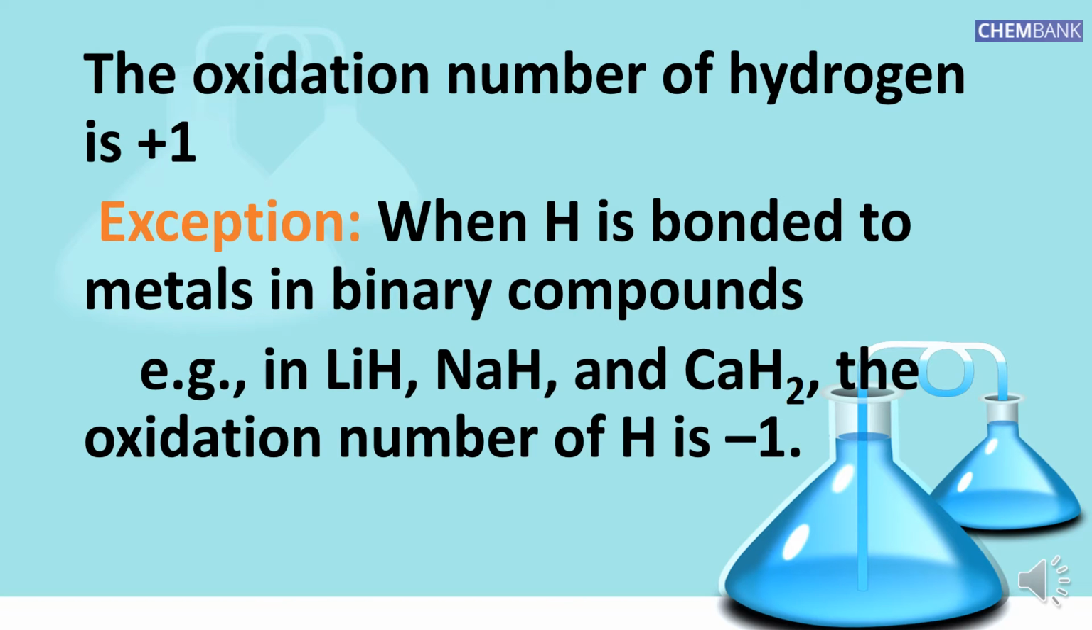The oxidation number of hydrogen is +1. Again, you must remember the exception: when hydrogen is bonded to metals in binary compounds, for example lithium hydride, sodium hydride, calcium hydride, the oxidation number of hydrogen is -1. So take the example of sodium hydride, NaH, where sodium has the oxidation number +1 and hydrogen has the oxidation number -1.